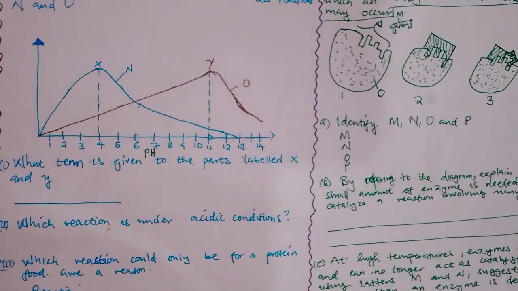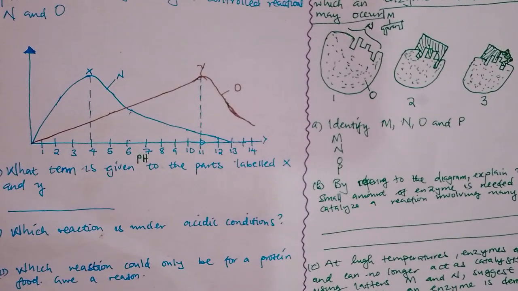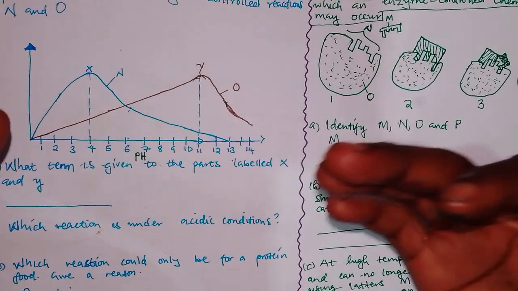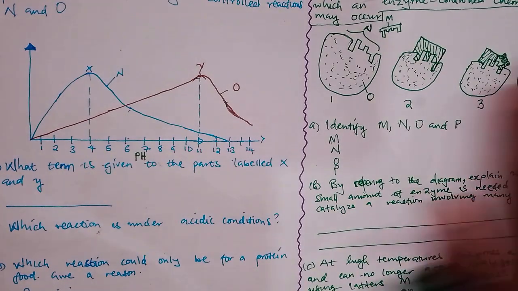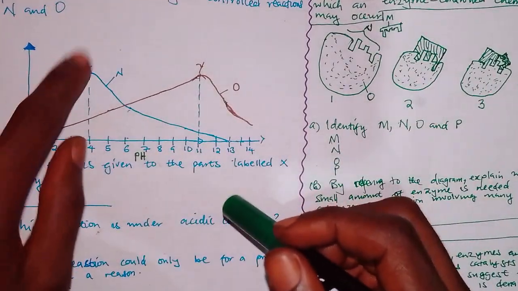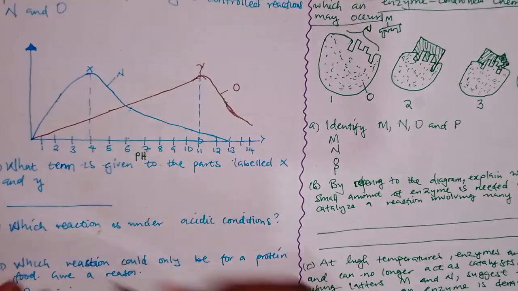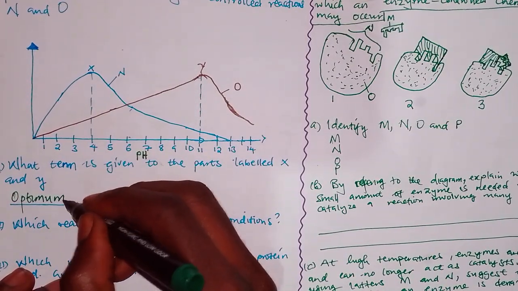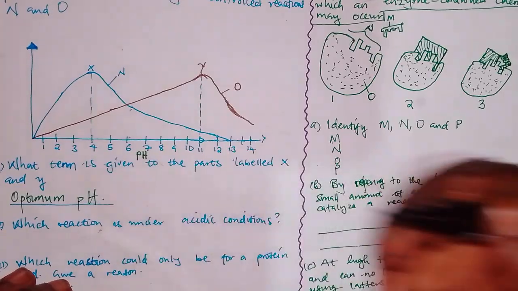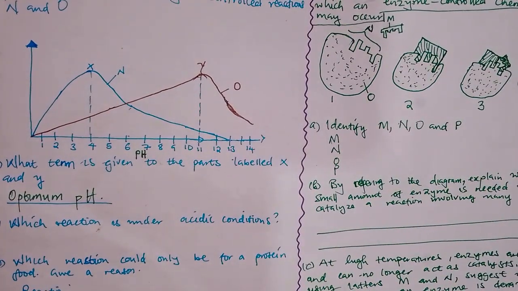So the first question is saying what term is given to the parts labeled X and Y. Remember I told you that enzymes, same as temperature, have a specific point which is known as the optimum pH. So X and Y are known as the optimum pH. So this is how simple biology is.